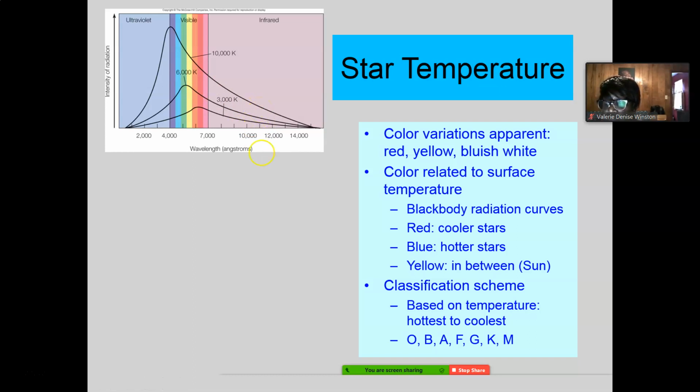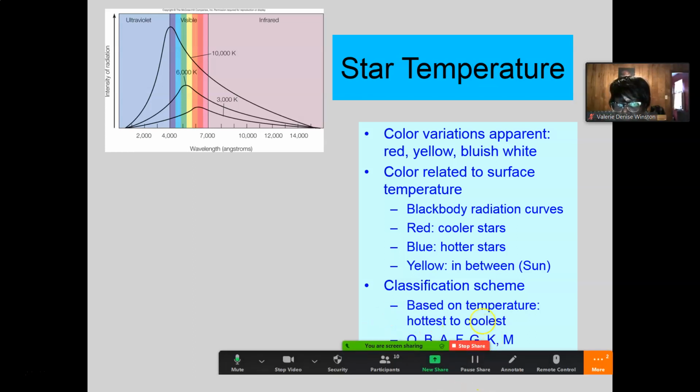Now, here's how we classify those temperatures, that color scheme, based on the hottest temperature to coolest. The hottest stars are the O stars. Those are very, very short-lived stars. They burn up their hydrogen in literally a very few millions of years. Very rare. You don't usually see them. Mostly they're exploding when you see them.